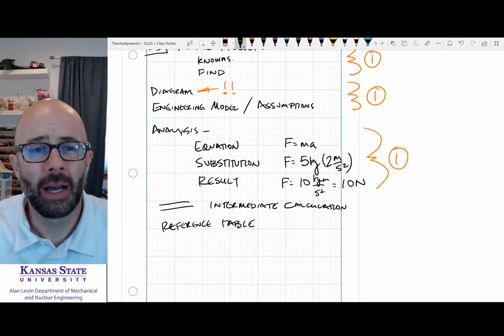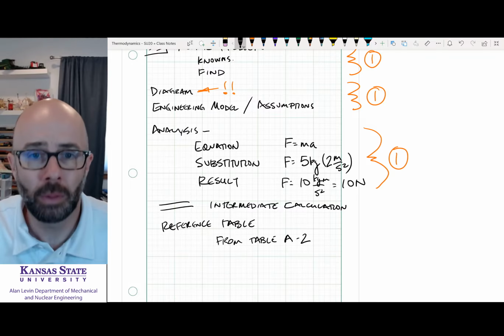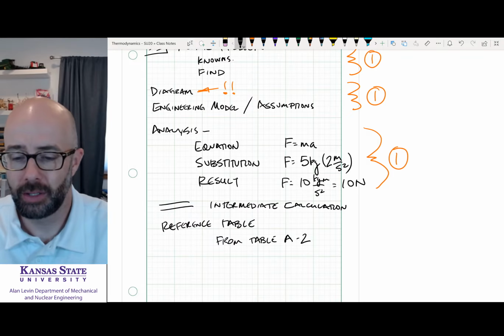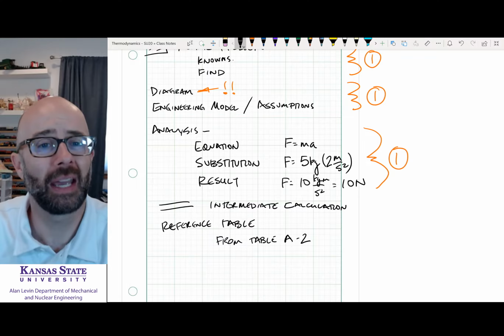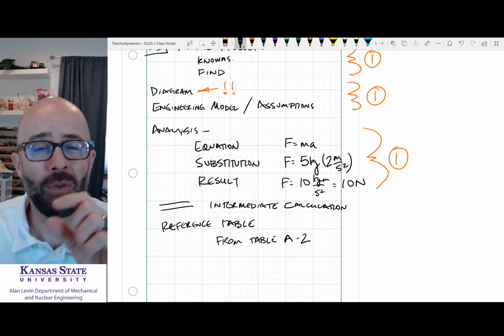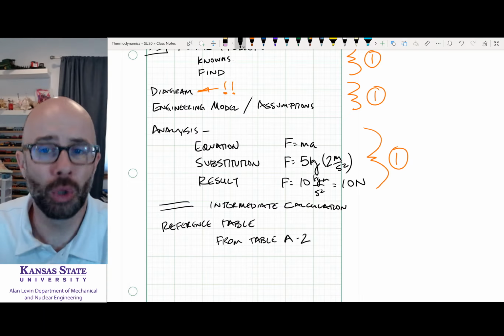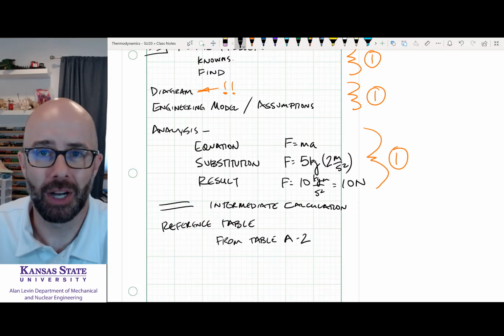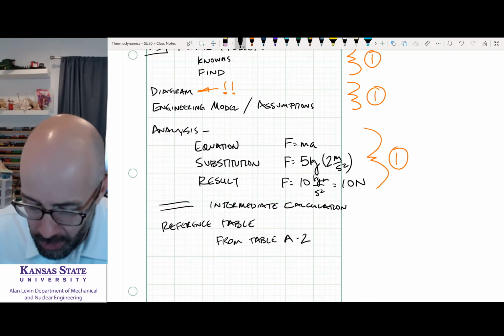So for example, you might say from table A2, you got a value that you're dealing with. So that's something that I want you to do. That's also helping me and helping you figure out, okay, you were in the wrong table, you were looking at the wrong information. If you happen to be doing something on Google, that you look something up on Google, then I want to say here, from Google or from Engineering Toolbox. Okay, so all that goes into analysis.